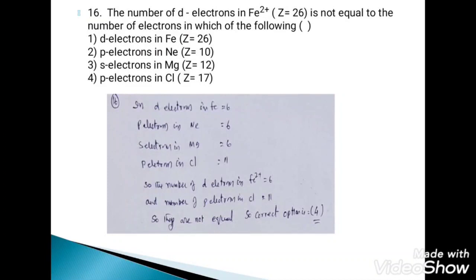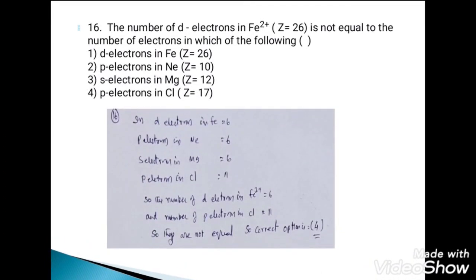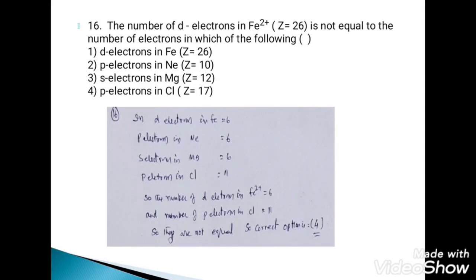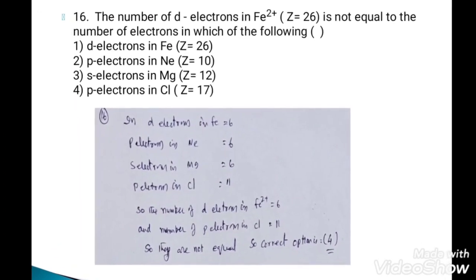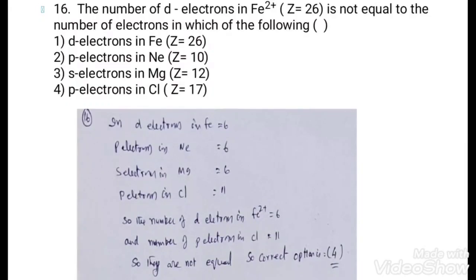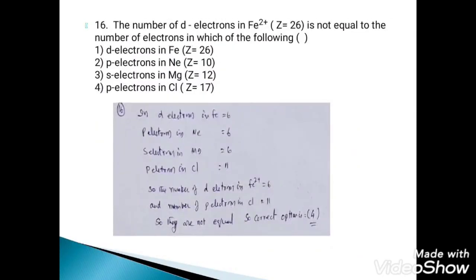So the d electrons in Fe2 plus is 6. The number of electrons which is not equal to that of Fe2 plus is in chlorine. So here, we can say that option 4, Cl, should be the correct one, which does not have the same number of p electrons.